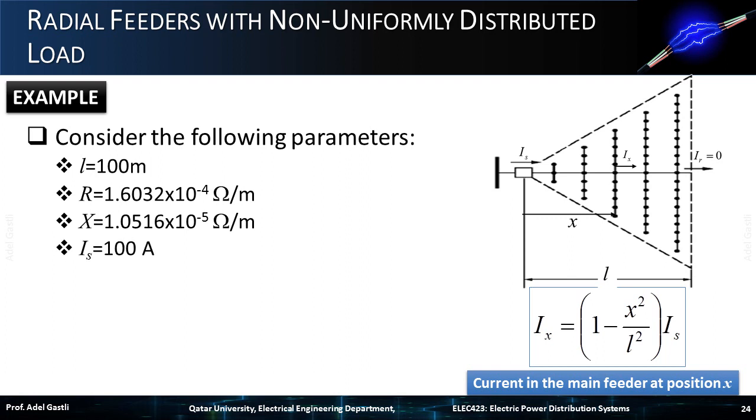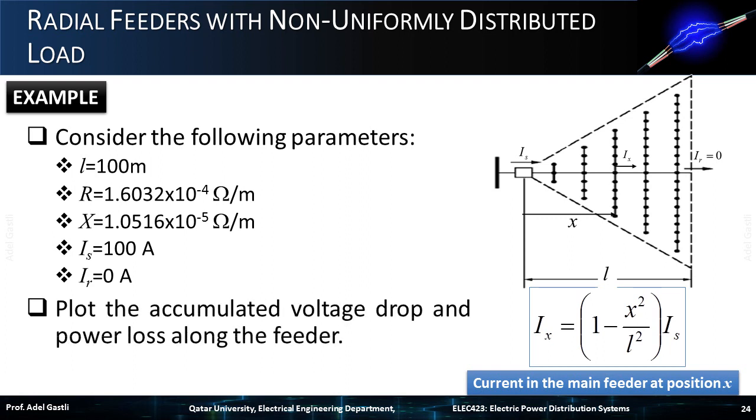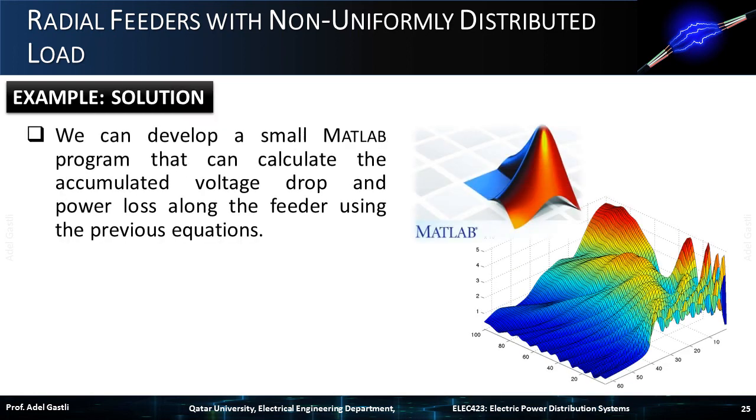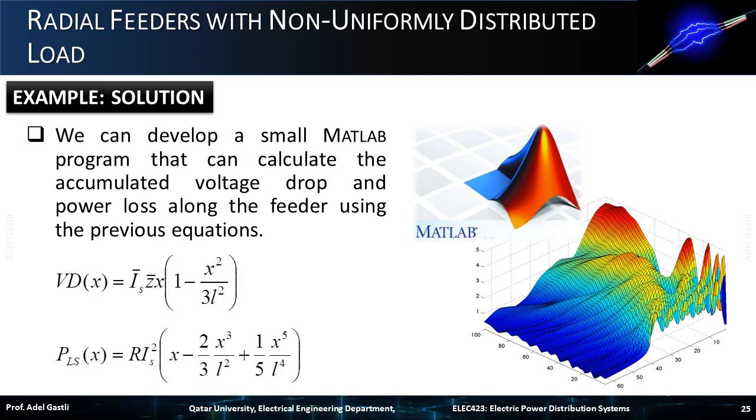The current at the substation is, Is equal 100 amperes. And the current at the end of the feeder is, IR equal 0 amperes. Knowing all that, we are asked to plot the accumulated voltage drop, and power loss, along this feeder. To generate such plots, we can develop a small MATLAB script or program, that can calculate the accumulated voltage drop and power loss along the feeder, using the previously defined equations, which are presented below.